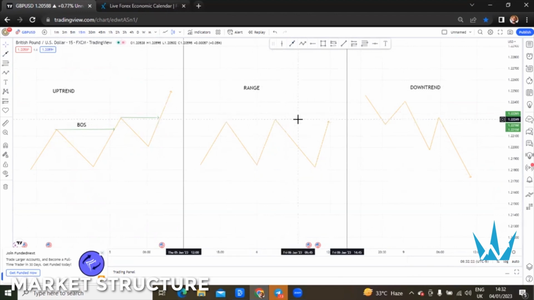Does a range have a BOS? No, it does not, because price is not breaking any high and no lows are being broken. We'll come to the downtrend.